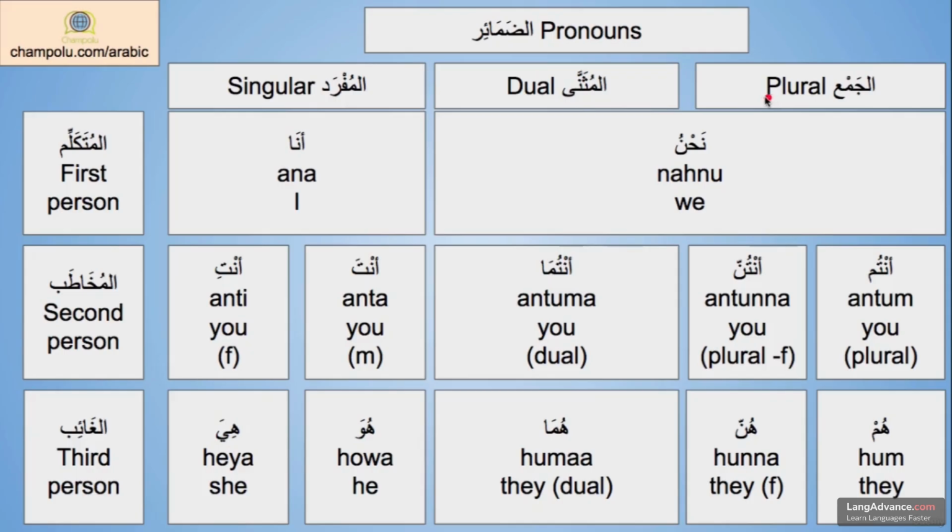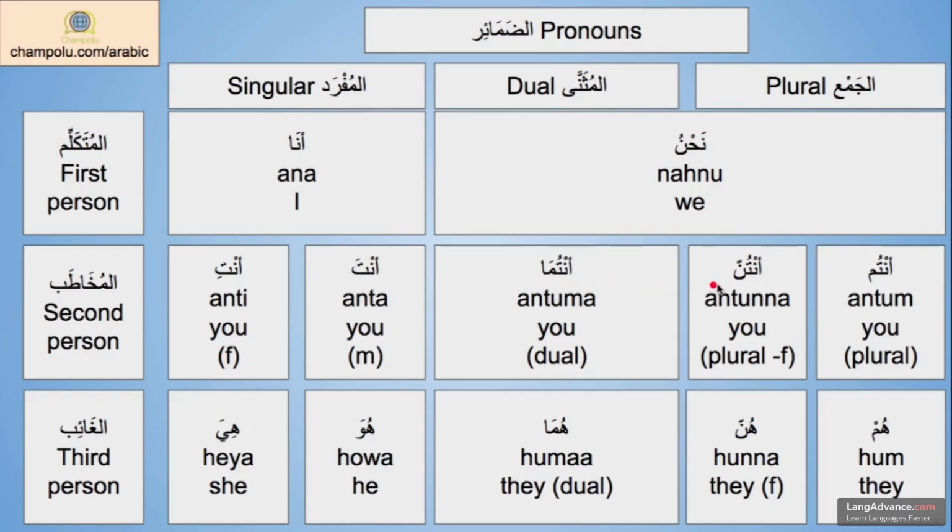So let's read them all. For I, أنا. For we, نحن. For you, addressing a female, is أنتِ. For you, addressing a male, it is أنت. When you're addressing two people, it is أنتما.